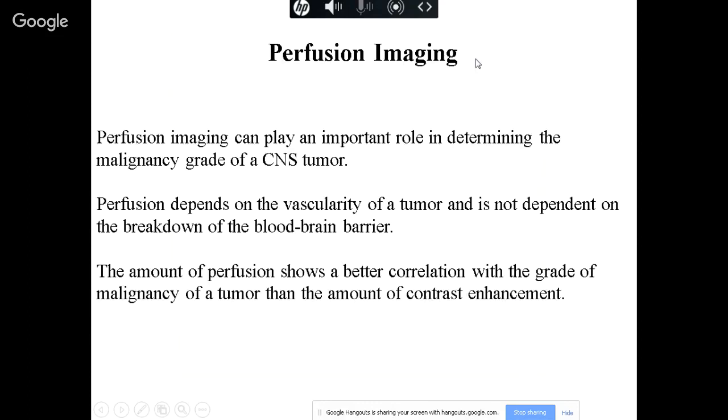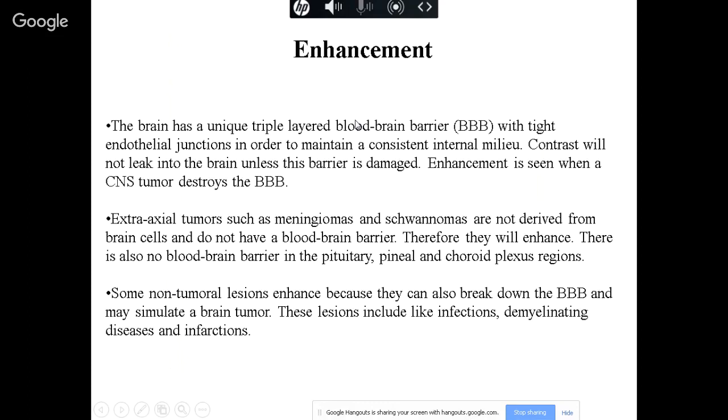So after diffusion, we look at the perfusion imaging. Perfusion imaging determines the malignancy grade of the CNS tumor. Perfusion depends on the vascularity of the tumor, not on the breakdown of the blood-brain barrier. So what does this mean? Usually if you have high vascularity, you have the perfusion signal, am I right? So the amount of perfusion shows a better correlation with the grade of malignancy of the tumor than the amount of contrast enhancement. Perfusion, we don't do very often. High perfusion just means high vascularity. What kind of tumor has high vascularity? Yeah, the GBM. Am I right?